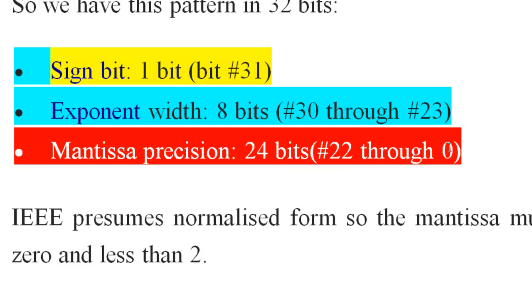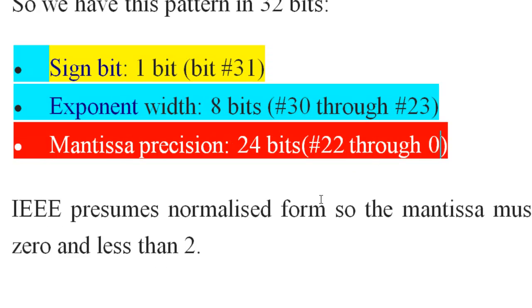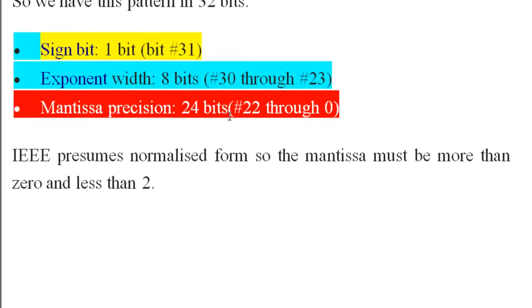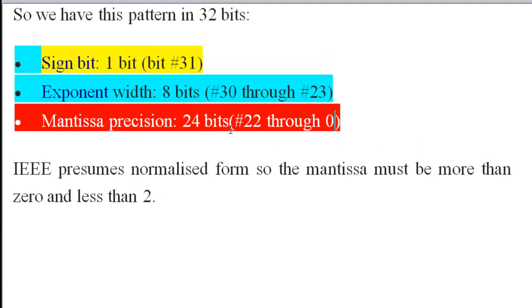So we must remember that the mantissa is always going to be normalized. That is, it's going to have a value which is fractional, but it's going to assume that its whole number part is 1. So it's going to be 1 point something.